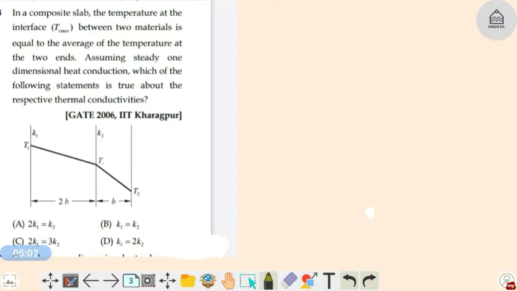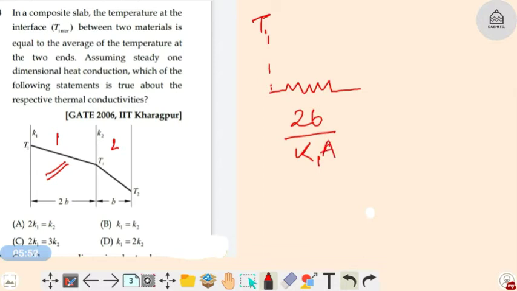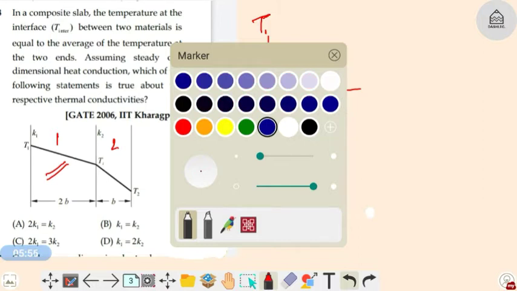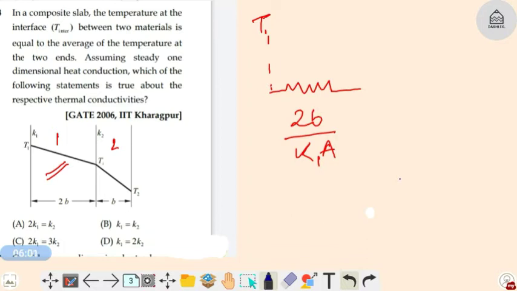In this question, first we need to draw the network diagram. The first resistance that we will encounter is the conductive resistance of slab 1. Let's suppose this is 1 and this is 2. The first resistance starts from T1, and the first resistance we encounter is the conductive resistance of slab 1, which will be equal to L by KA, so 2B divided by K1 into A. Now we are at point 2, that is the interface, where we have the temperature T2.